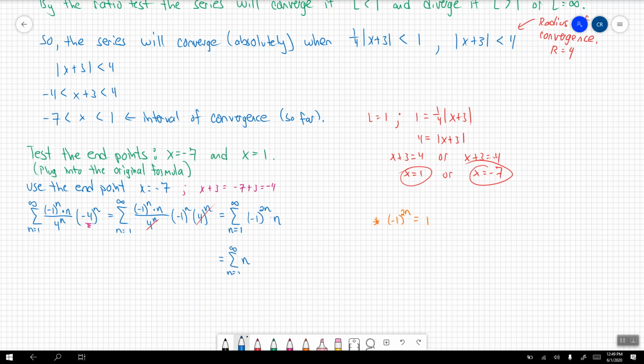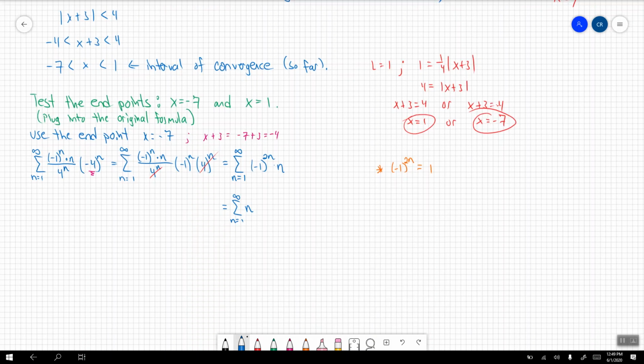Now, all we're doing is adding all of these values from 1 to infinity. We can use the divergence test, which says let's check out the limit. So using the divergence test, the limit as n tends to infinity of n is infinity, which is not equal to 0, therefore this series is divergent.